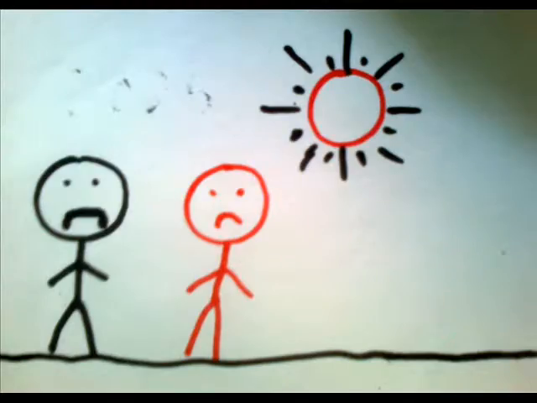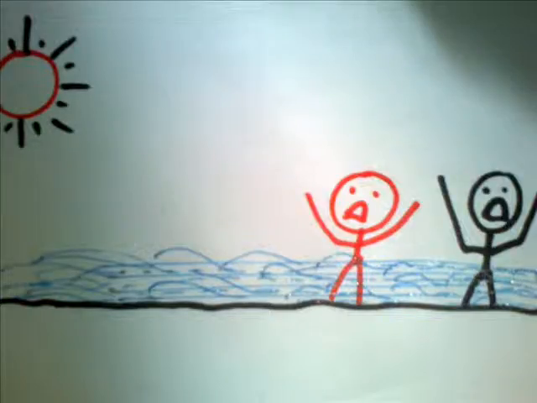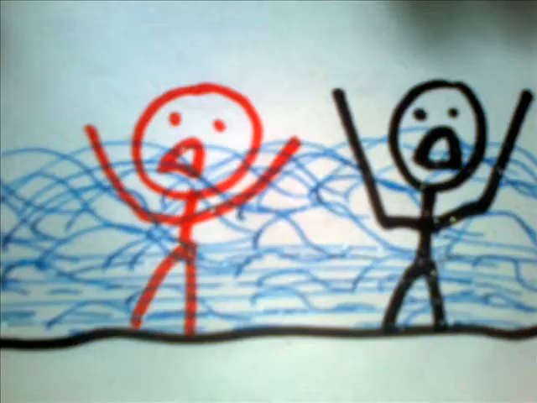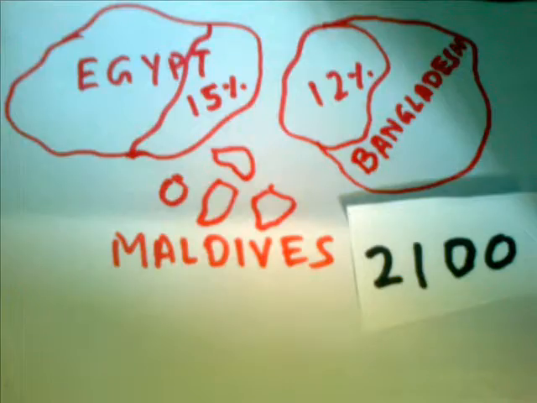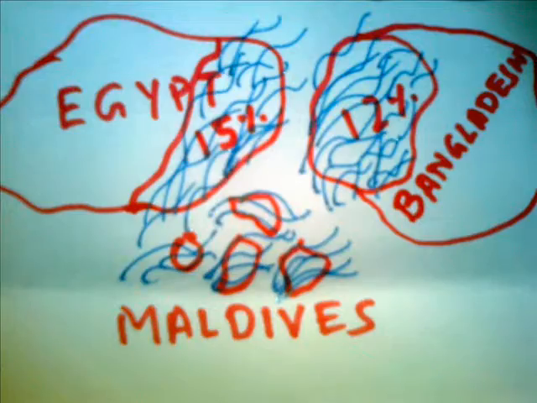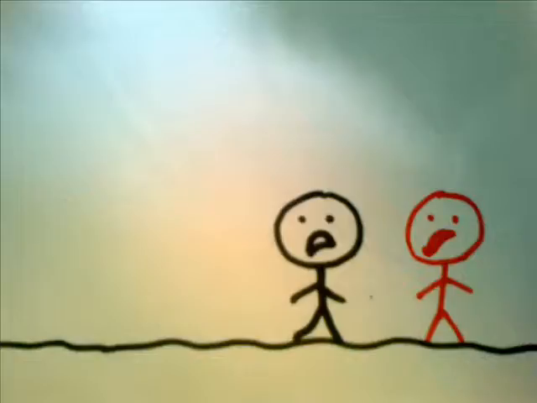This rise in temperature of the earth results in melting of ice caps, which results in rise in the sea level, which in the near future can cause flooding in many countries. If this continues, by the end of 2100, 15% of Egypt, 12% of Bangladesh and the whole of Maldives will be underwater. Also, this greenhouse effect has resulted in many climatic changes over the world.